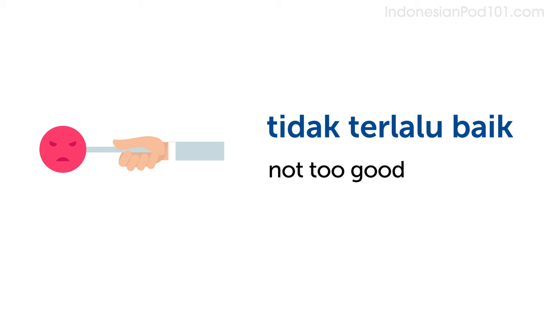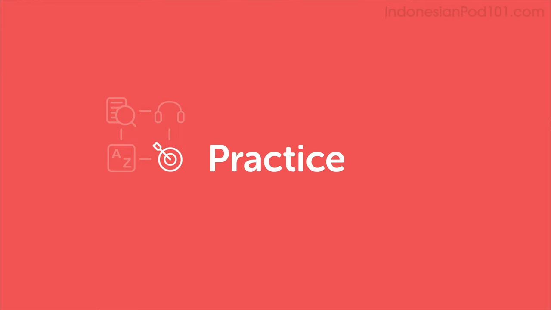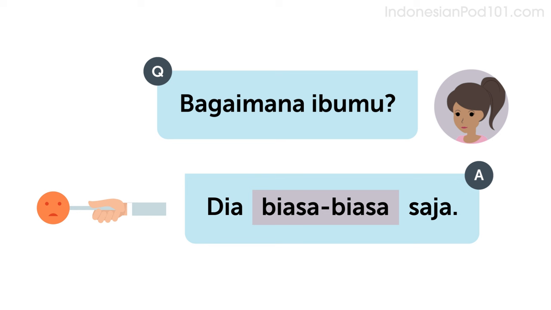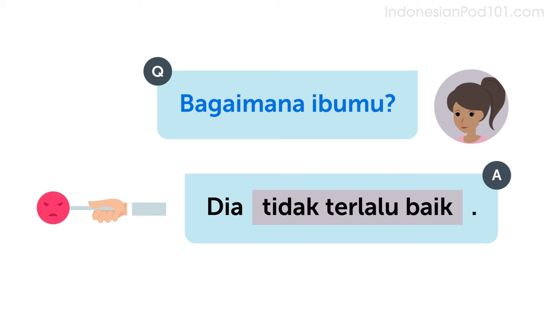Let's look at some examples. Listen and repeat or speak along with the native speakers. Bagaimana ibumu? Dia sangat baik. Bagaimana ibumu? Dia biasa-biasa saja. Bagaimana ibumu? Dia tidak terlalu baik.